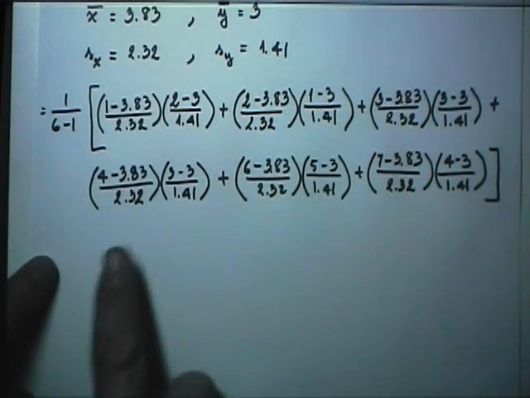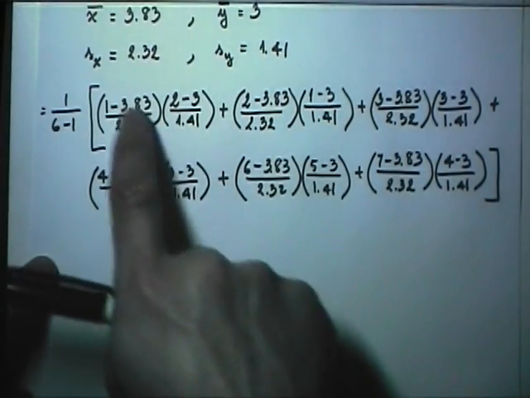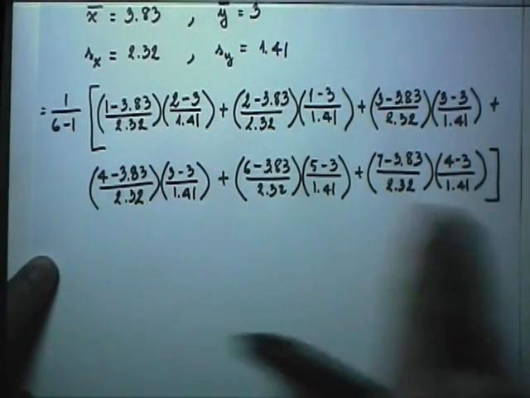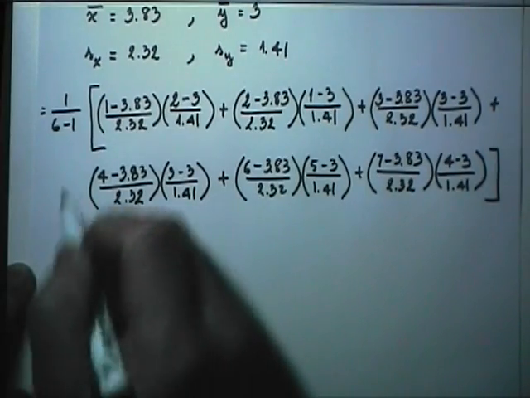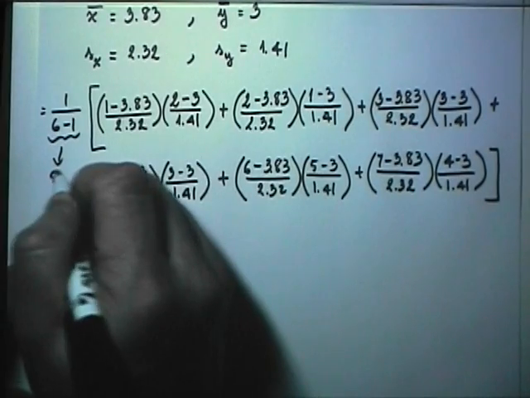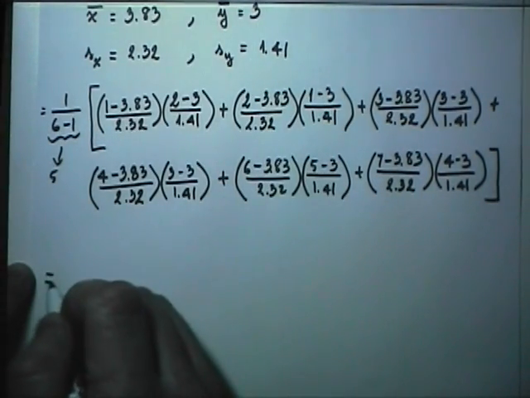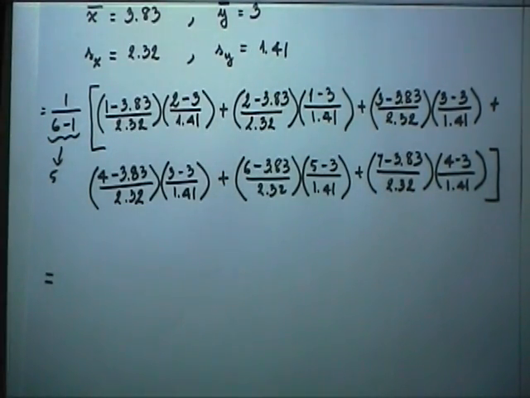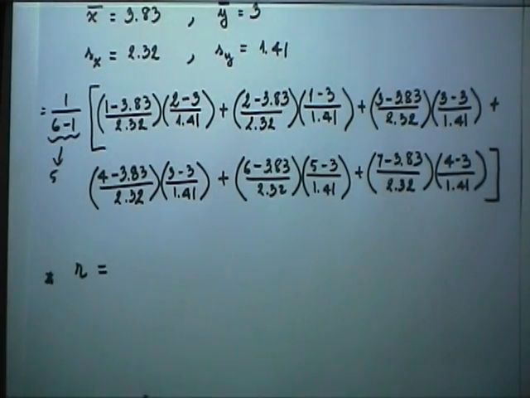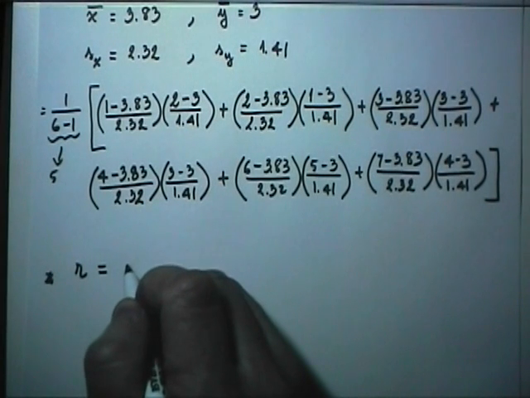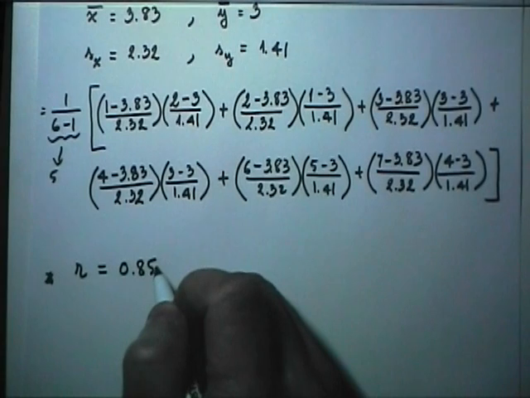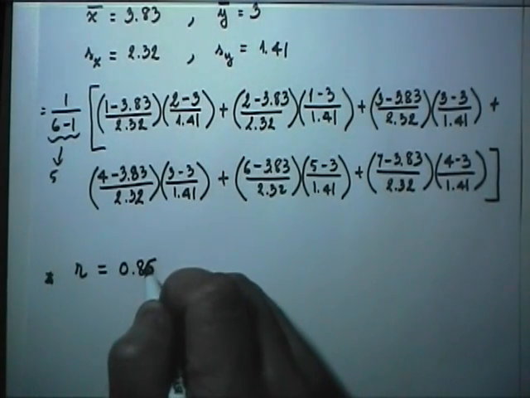Now all you have to do is the adding, subtracting, and multiplying, and then add it all up together. Then remember, divide by 5. According to my calculations, I end up with an r, the correlation coefficient, of 0.85, or actually 0.86 if I round it up.